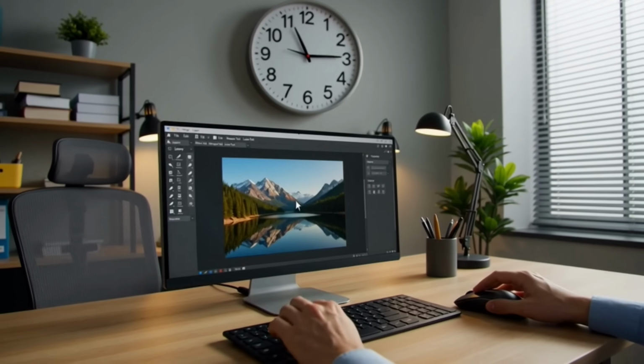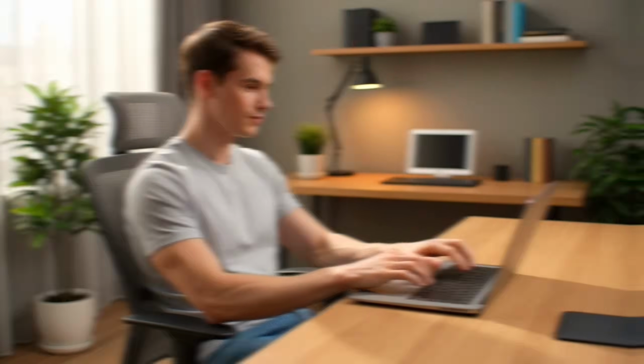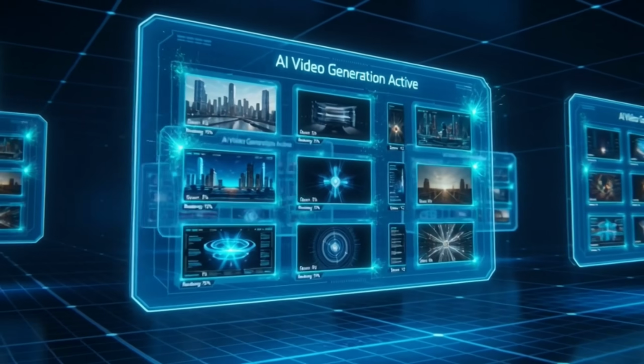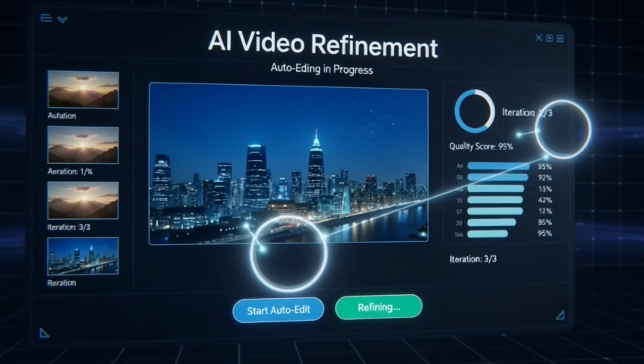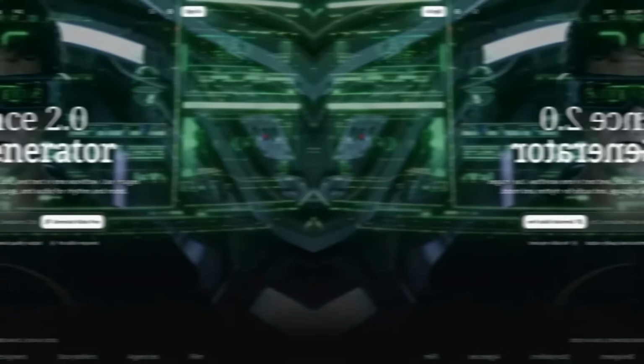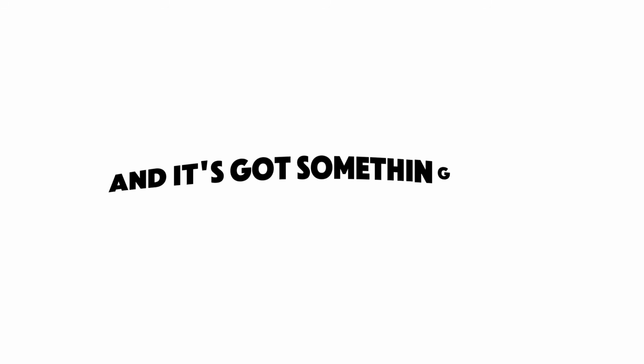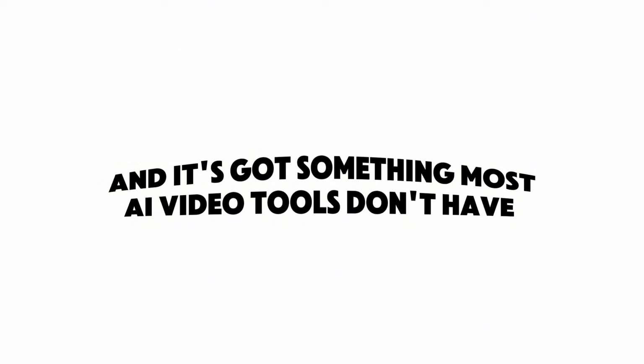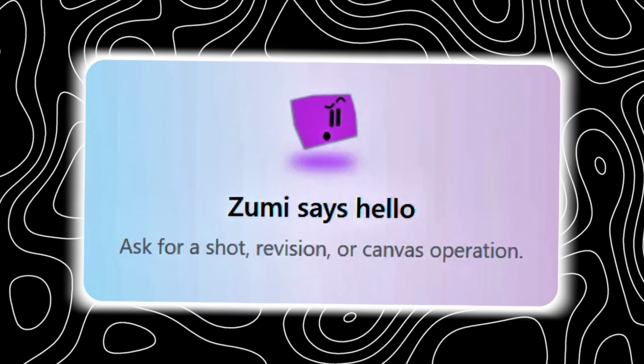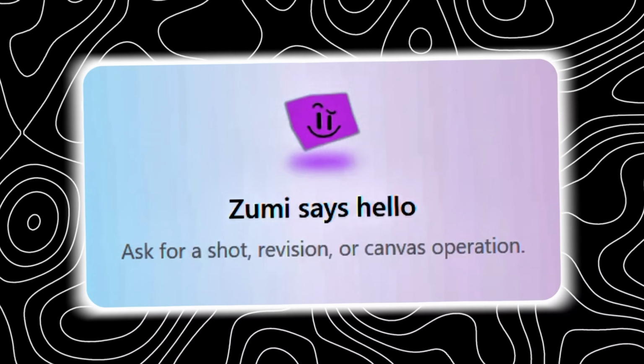The video you just saw, that's not stock footage. That's not something I hired an editor for. That came from a prompt I typed into a browser tab, and the AI didn't just generate it once and leave me to figure out the rest. It actually helped me get there, using the most powerful AI video model Seedance 2, and it's got something most AI video tools don't have, a creative partner inside the platform called Zumi that works alongside you while you build.